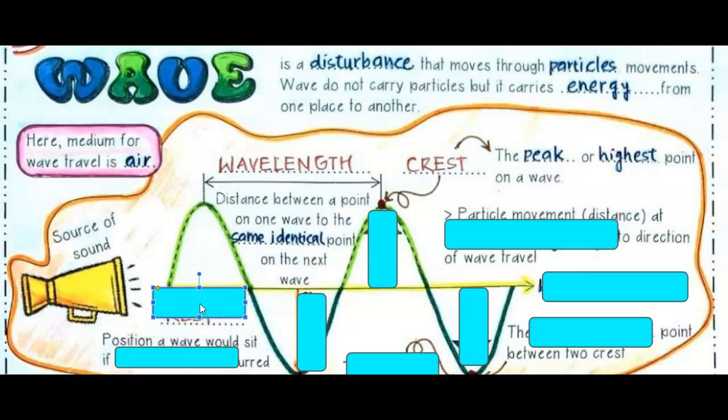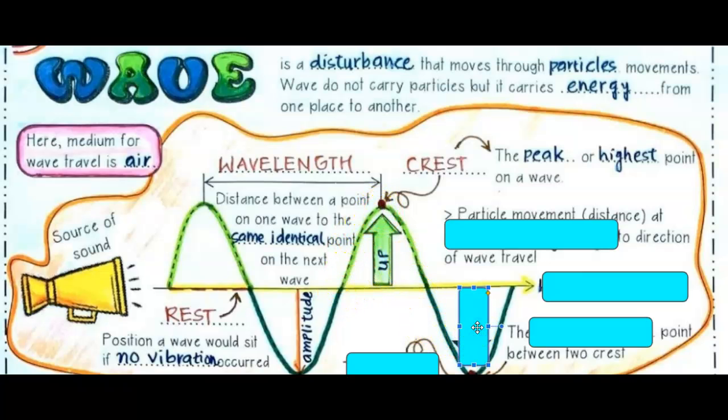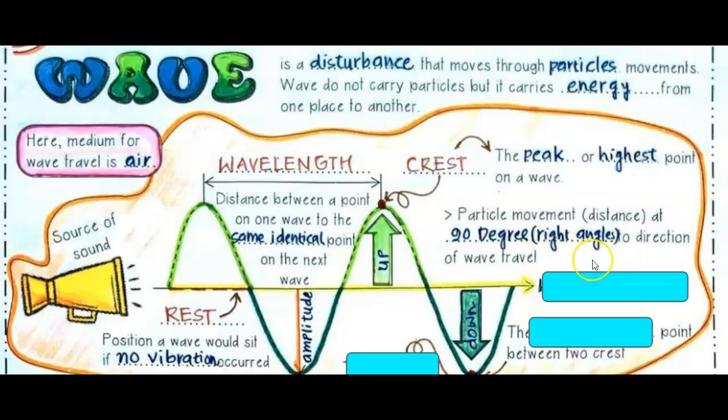Okay, so here we have at rest. Okay, and at rest is a position a wave would sit if no vibration occurred. Okay, so nothing traveling, no medium traveling through the air. All right, we talked about amplitude, okay, from its resting point to its lowest point, amplitude here. Okay, here we have higher, here we have lower, so the up and down movement. And the particle movement, the distance at 90 degrees or right angles to the direction of the wave travel. And the wave travel is along this line here.